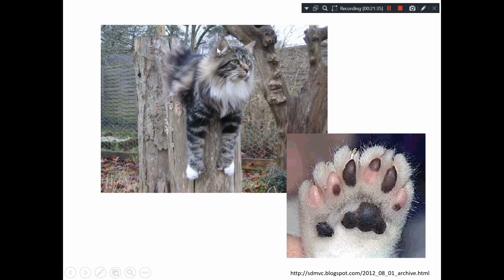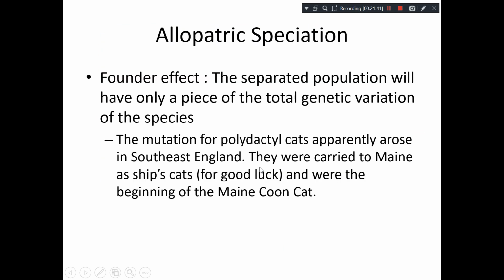See, this is how the Maine Coon cats are. The number of digits is more. So this is polydactyly.